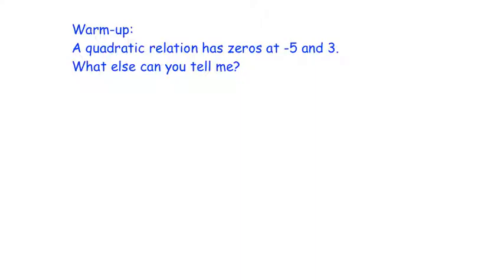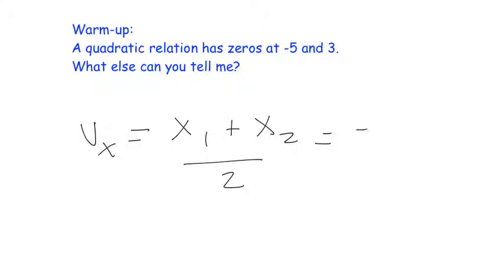You know the zeros are -5 and 3, so the vertex has to be somewhere between them. Where would that be? Well, if you think about it, from our formula, the x-coordinate of the vertex has got to be equal to the average of these two x values, just like that. So in this case, I just add them up and divide by 2. So -5 plus 3 divided by 2 comes to -1. So I don't really know where the vertex is, but I know what the x value of the vertex is.